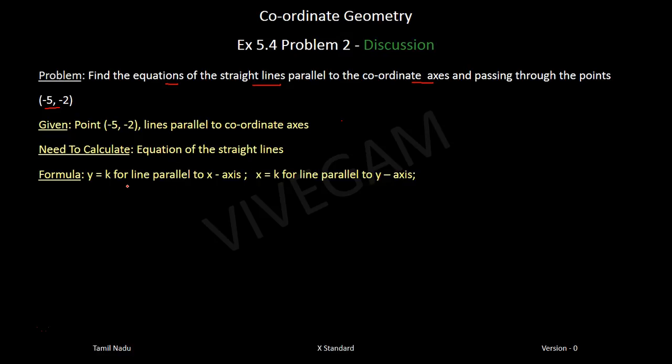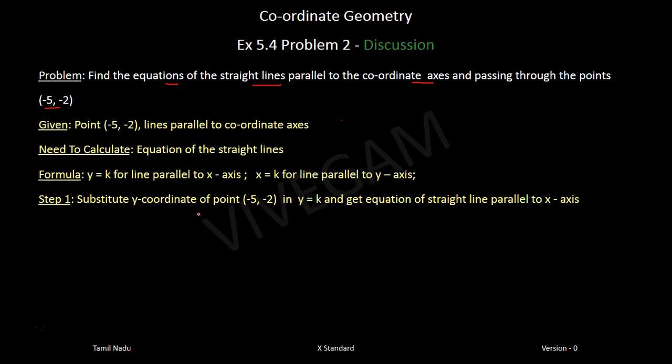Formula: y equal to k for a line parallel to the x-axis, x equal to k for a line parallel to the y-axis. So basically what we need to do is take y equal to k for a line parallel to the x-axis and substitute this point, because this is a point on the straight line, so this point should satisfy the equation. So substitute this point and you'll be able to get the value of k. Similarly, for a line parallel to the y-axis, you'll take x equal to k and substitute the point minus 5, minus 2 in this equation and get the value of k.